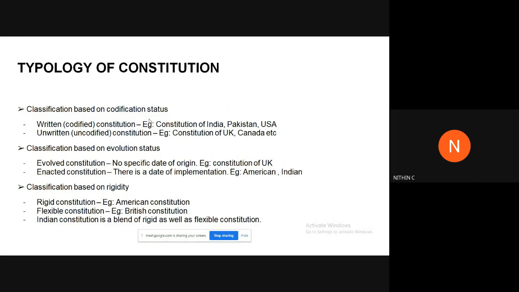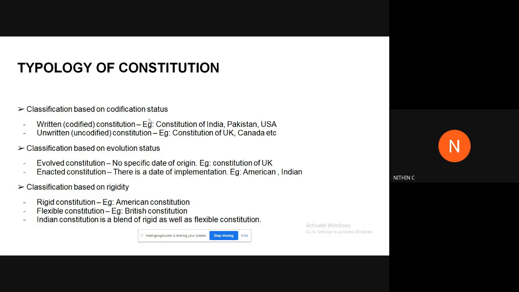That is classification based on codification status. That is how the Constitution is coded, whether it is in the written manner or it is unwritten. On that basis, we have two classifications, a written Constitution and an unwritten Constitution. Ours, that is the Indian Constitution, is a written one. You can see the examples for that. The constitutions of India, Pakistan, USA, all these are written constitutions. Then unwritten constitutions, or you can call it an uncodified constitution, like the Constitution of UK, Canada, etc.